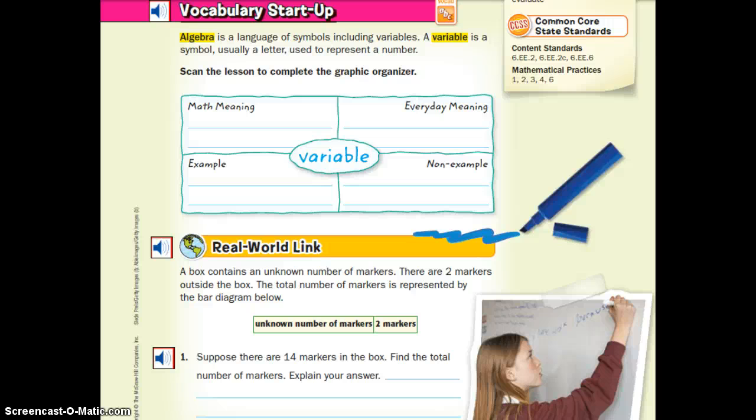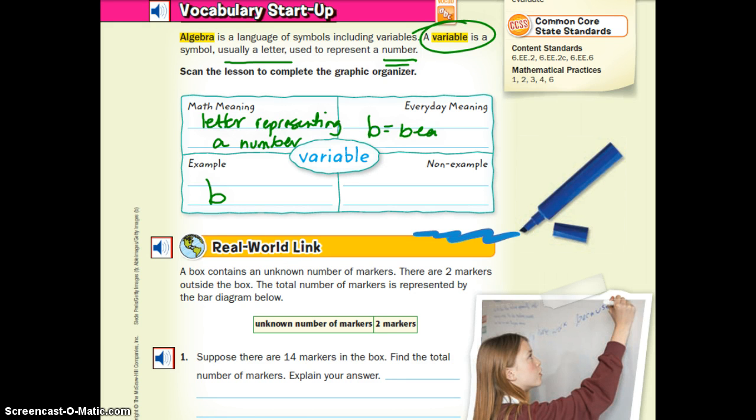Algebra is the language of symbols, including variables. A variable is a symbol, usually a letter, that represents a number. So, it's a letter representing a number. So let's use the letter B. B, I'm talking about bears. If I said 3B, then I would have 3 bears.